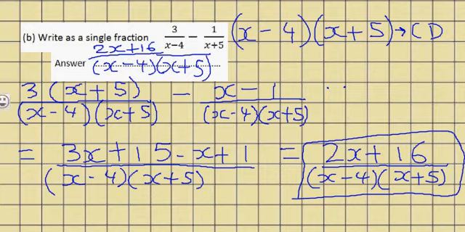And once again, we got that answer by converting these two fractions to have the same denominator, a common denominator. We multiplied the top part of the fraction by what we multiplied the bottom part of the fraction, and then we got the top parts in their simplest form and just subtracted the second from the first. Our final answer is 2x plus 16 all over x minus 4 times x plus 5.